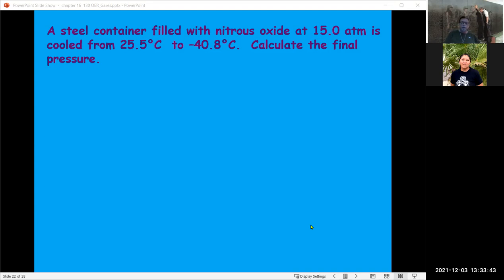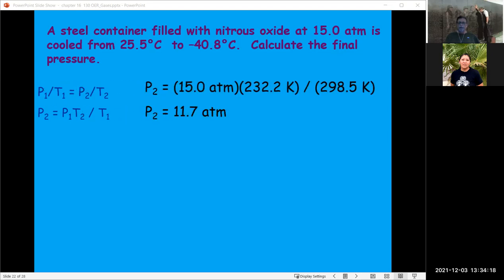All right, so a steel container is filled with the gas nitrous oxide. It is at 15 atmospheres and is cooled from 25.5 degrees to negative 40.8 degrees. Find the final pressure. Here we have a volume which is constant. It's a steel container, whatever the volume would be, so volume is not involved here.